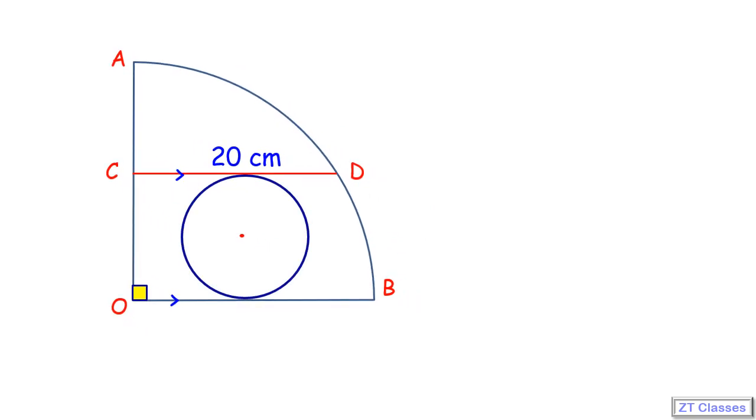Discuss the mathematical approach first. Let the diameter of the inner circle be 2r. Thus OC is also 2r. Let the radius of the bigger circle be capital R. Thus OD is also R.